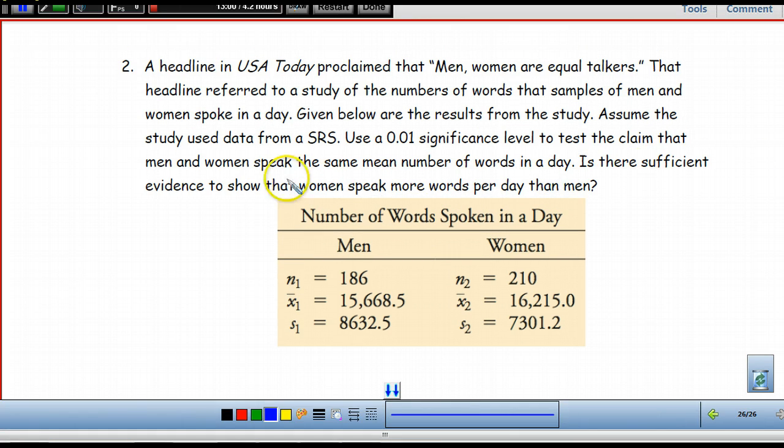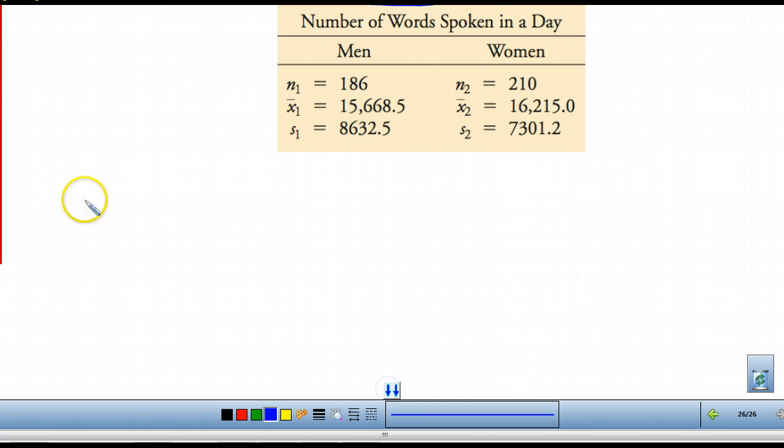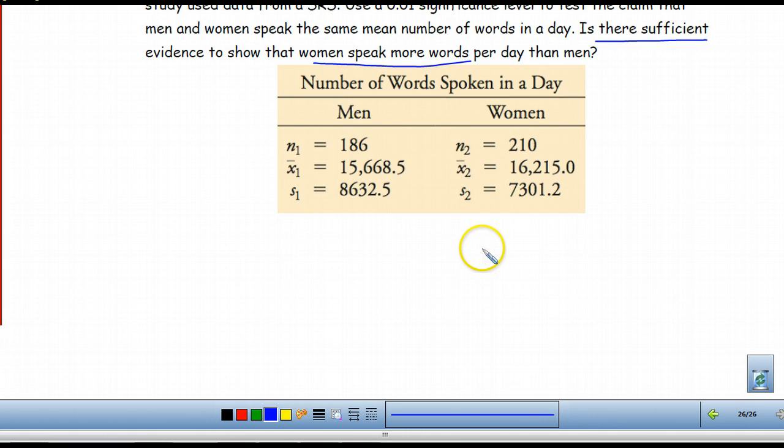So I'm going to focus, it says test the claim that they're the same, but then it says is there sufficient evidence to say that they speak more? So I'm going to go with that one as my claim instead of just testing that they are the same. So down here, I see that women on average do speak more than men, but remember we're trying to see if it is significantly different. Is it significantly more? So we're testing a claim. Let's go ahead and run RP.